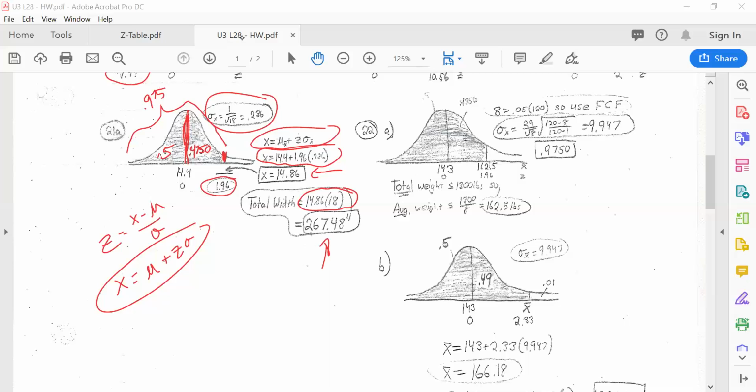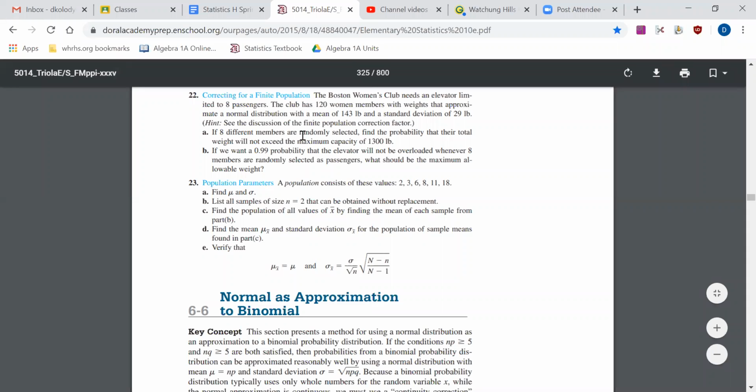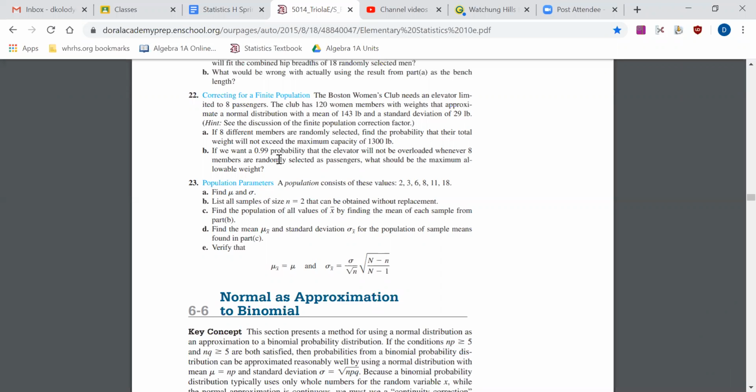Okay, last one I'm going to go over is number 22. And 22, let's go to the book. Last problem. It says the Boston Women's Club needs an elevator limited to 8 passengers. There's 120 women members with weights that are approximately normal with a mean of 143 and a standard deviation of 29 pounds. Part B says, we want a 99% probability that the elevator will not be overloaded with 8 members. What should be the maximum allowable weight?